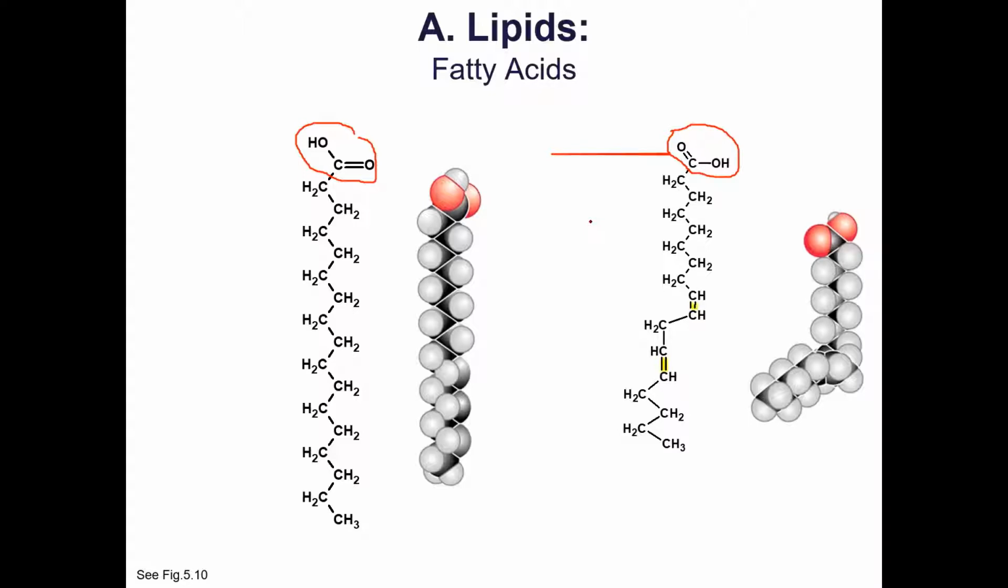And if you remember your high school chemistry, carbon and hydrogen have very similar electronegativities. So most of this molecule is non-polar. And that's a very important definition when we're looking at lipids.